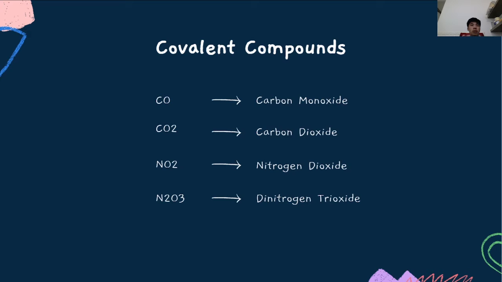NO2 is nitrogen plus dioxide, and N2O3. There are two nitrogens, so use the prefix di, and there are 3 oxygen, so use the prefix tri. So the whole thing together is dinitrogen trioxide. If you could see, all the suffixes end with IDE.